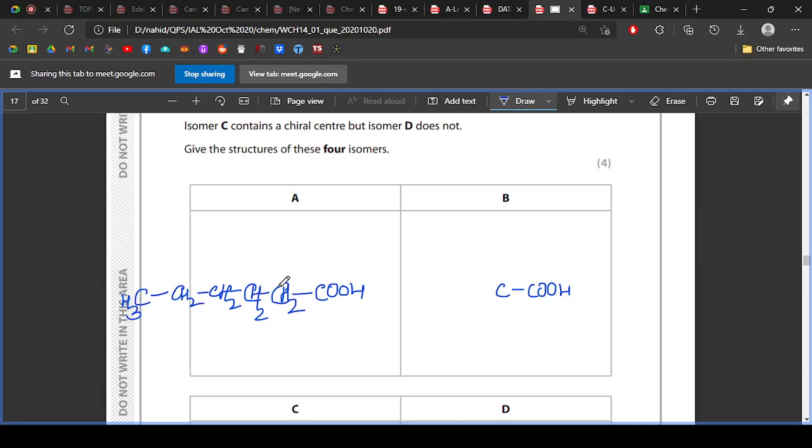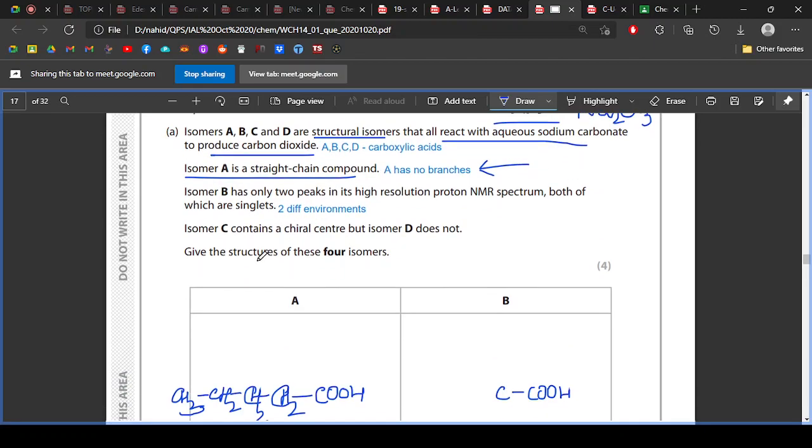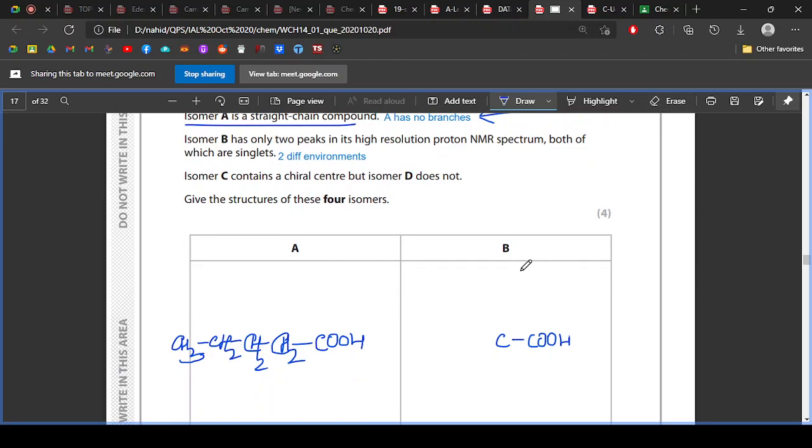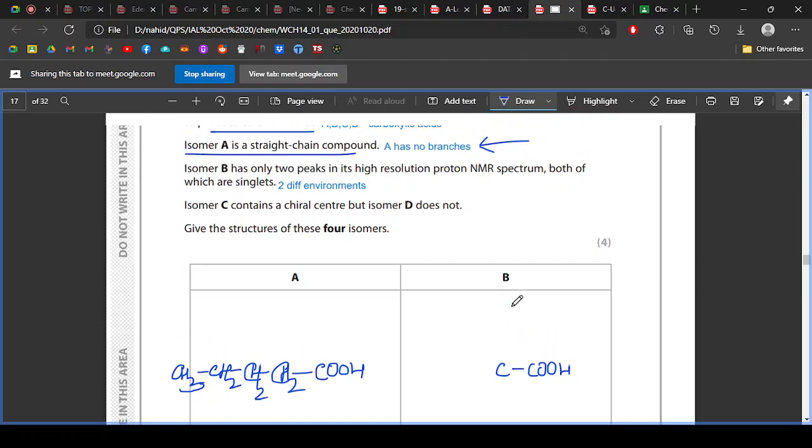So this is the compound, right? There's three, four, three, four. Okay, I added more carbons than necessary. Sorry. That's your structure. This is your carboxylic acid. We know it's straight, no branches, so I can easily draw this. Regarding B, C, and D, what extra information did they tell us? They told us that B has two peaks and both are singlets. So two peaks and both are singlets. So let's see.